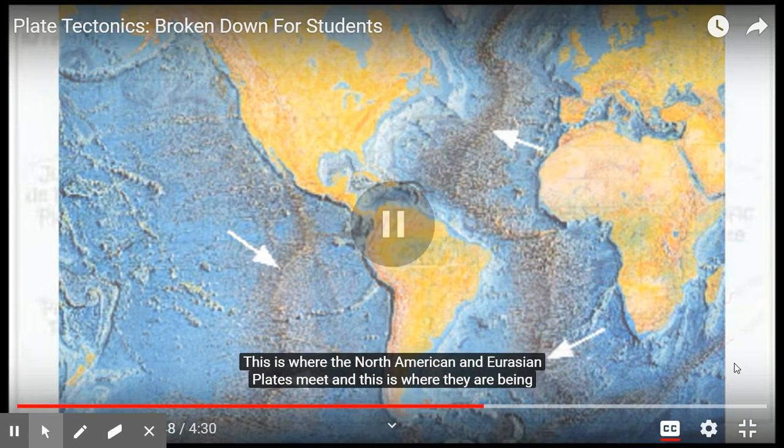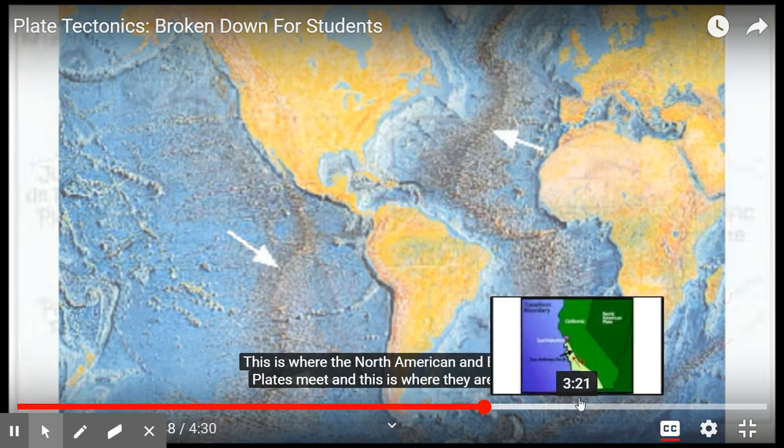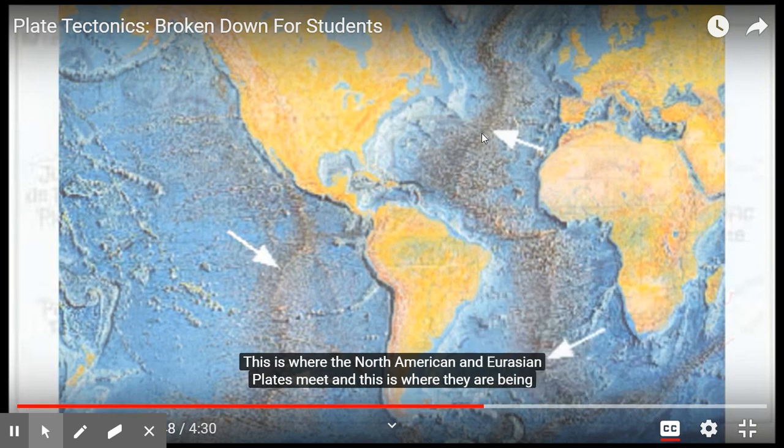If you look on a topographic map, you can see the Mid-Atlantic Ridge starts all the way up here and goes all the way down. There's a huge crack in the earth right here, all the way up and down. That is where the plates are moving away from each other. If you look, you can see these underwater mountain ranges formed.